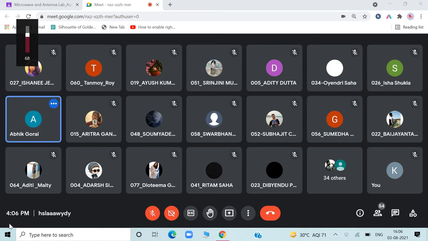Experiment on horn antenna. So before we proceed, actually what we found: some of the roll numbers, some of the students are not submitting the lab records at all, as reported by Pushpa madam.